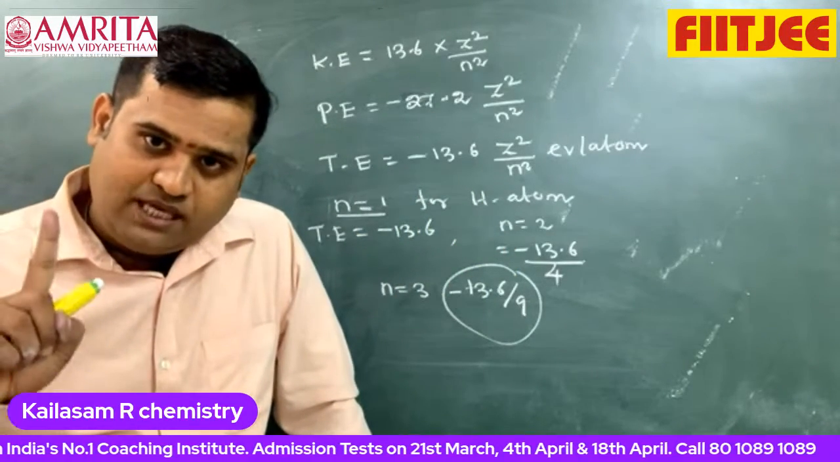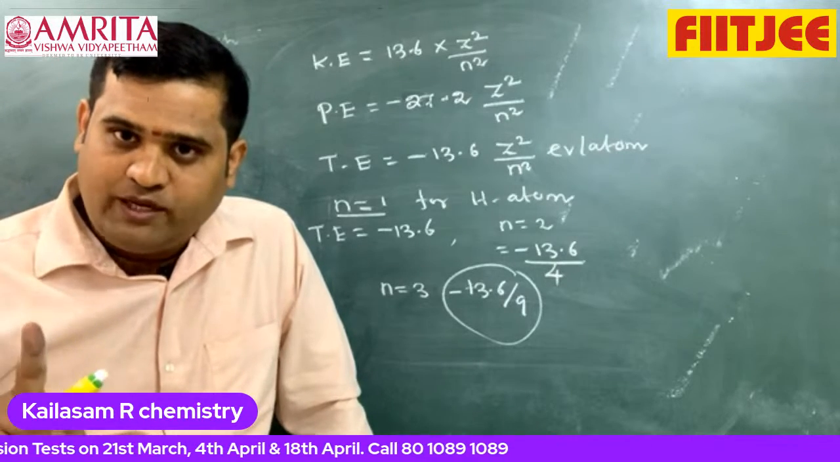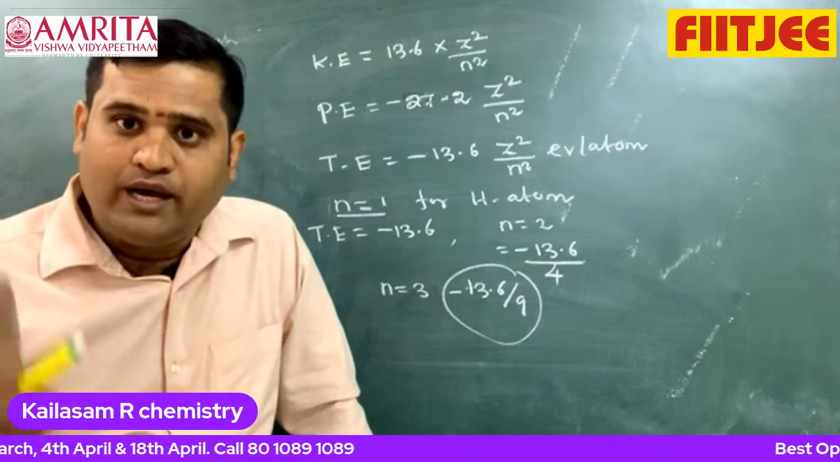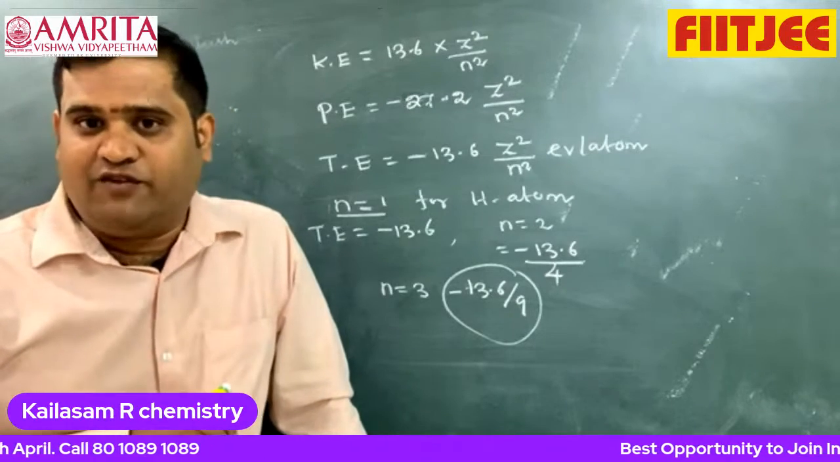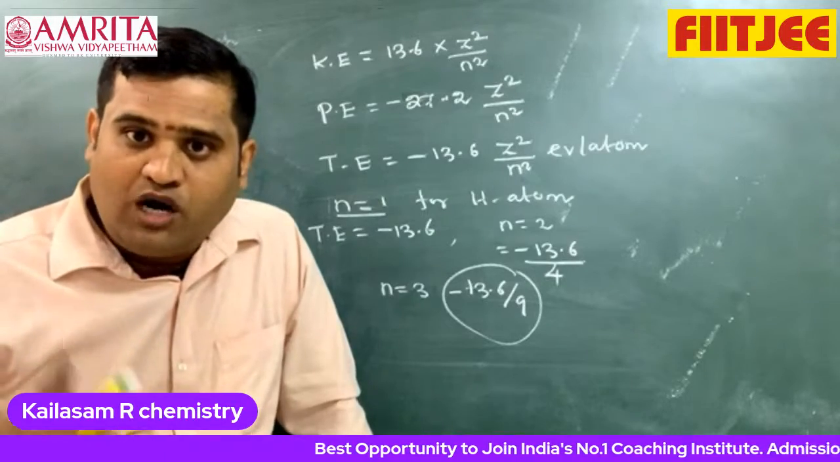One more thing, please keep it in your mind. If the energy of the electron is 0, it means the electron is not bound to the nucleus. Energy of the electron is 0 means what? The electron is not bound to the nucleus. Such an electron is called a free electron.